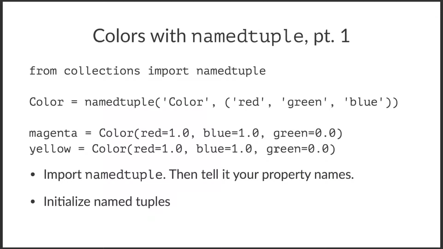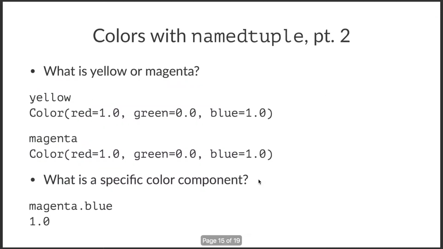Yellow is red 1, blue 1, green 0. Actually, that's not right. It should be green 1.0. I apologize. It's been too long since I've taken art class and mixed paint. That was back when I was in kindergarten and it involved finger paints. Yeah, that's why I write code now.